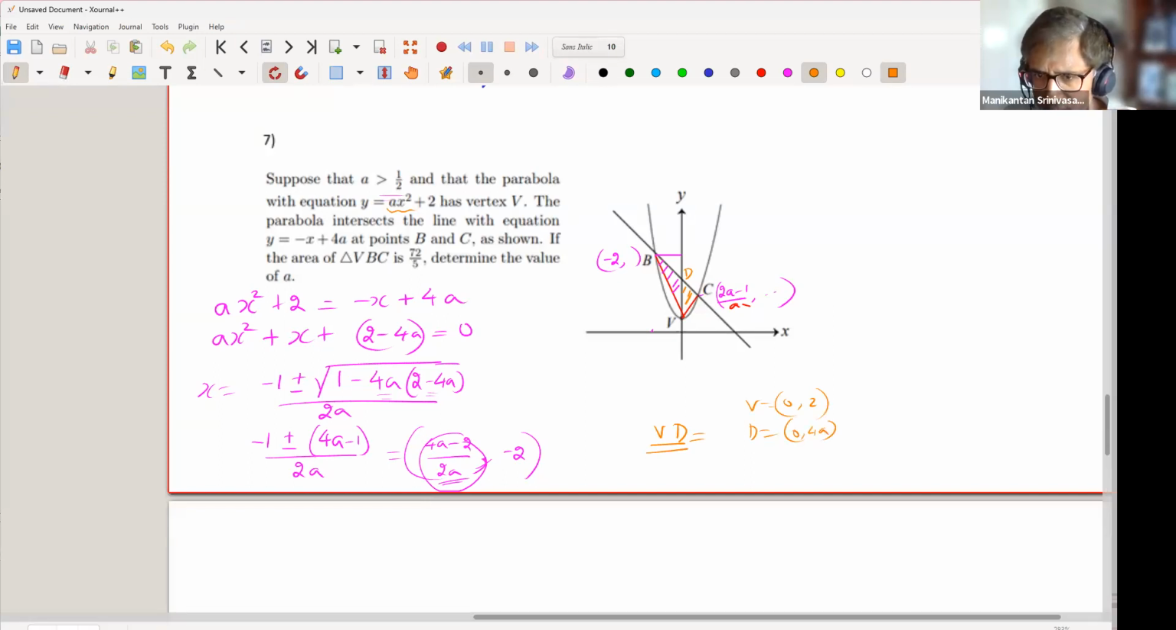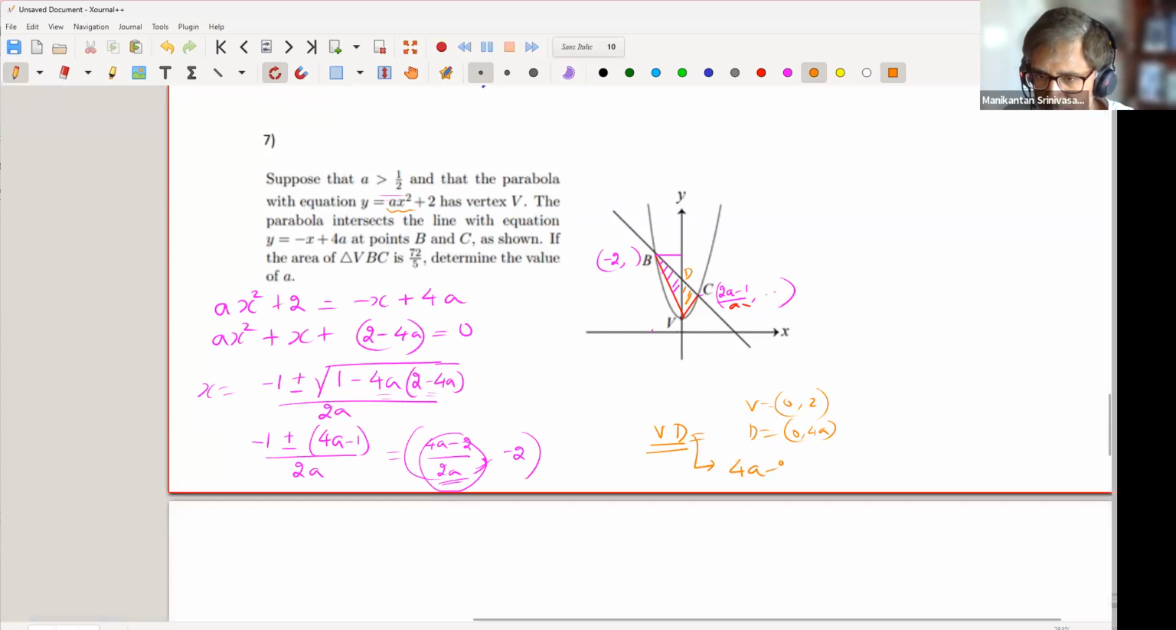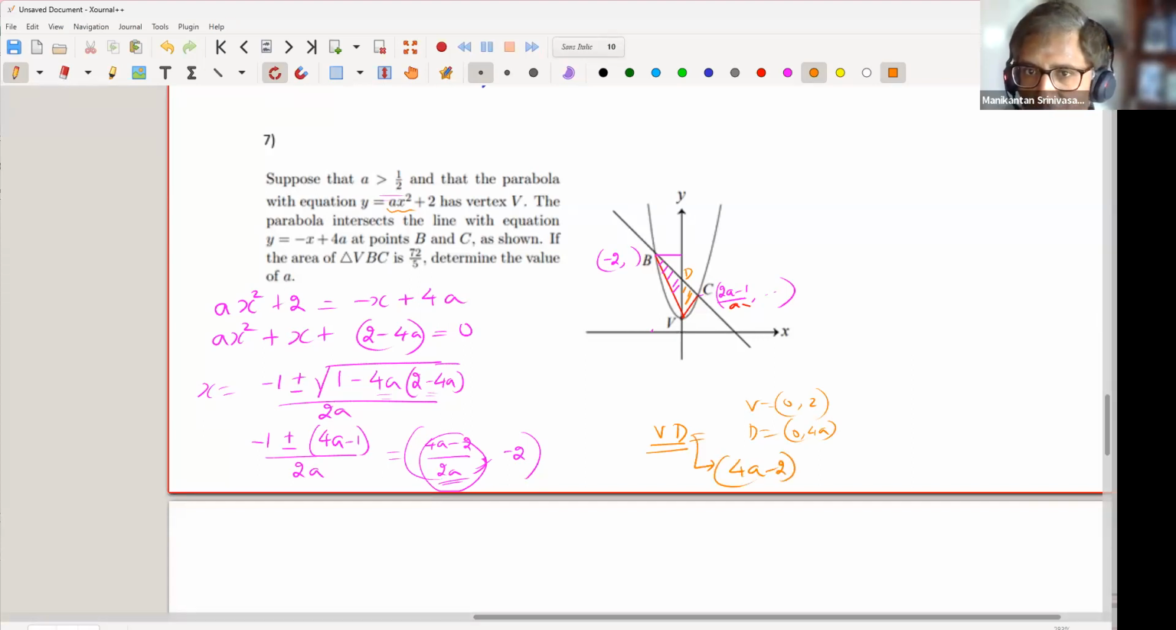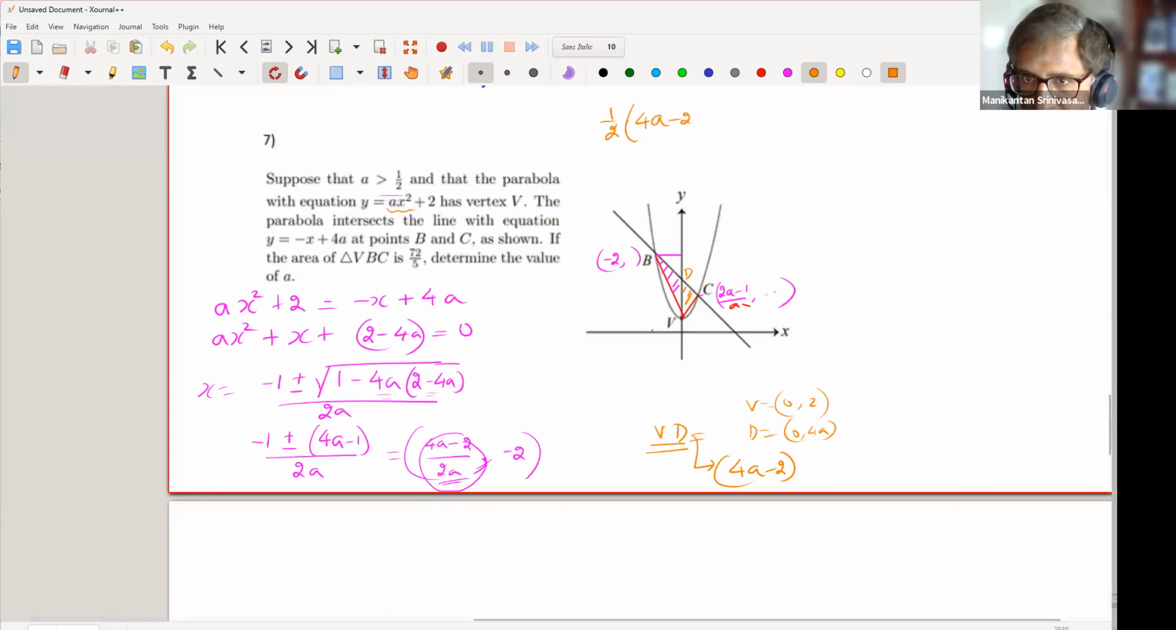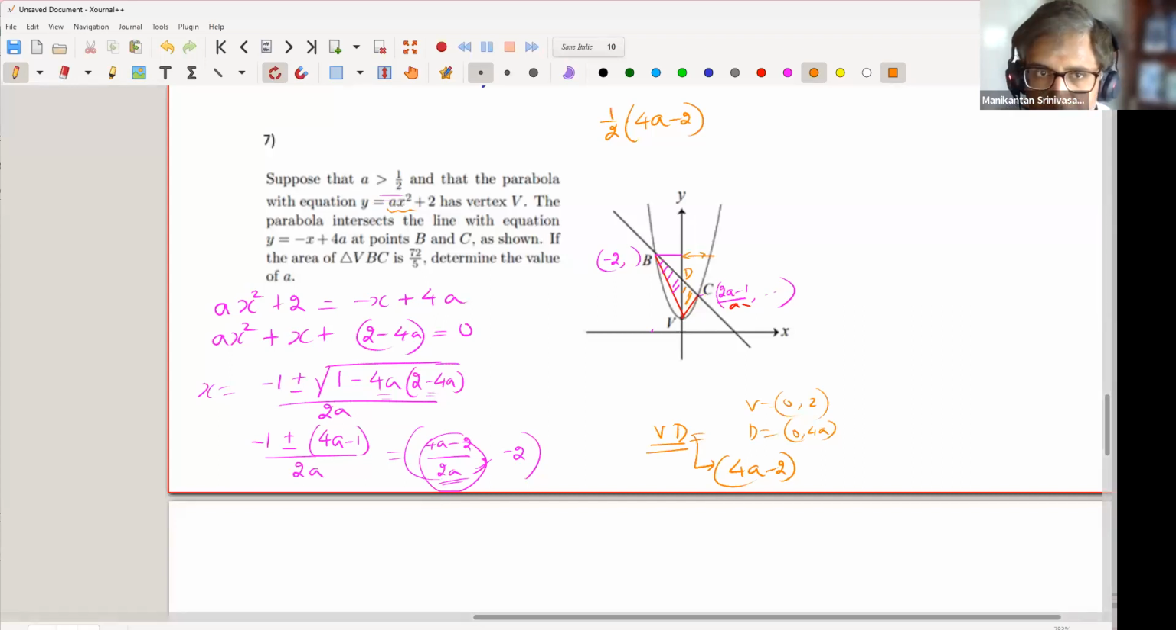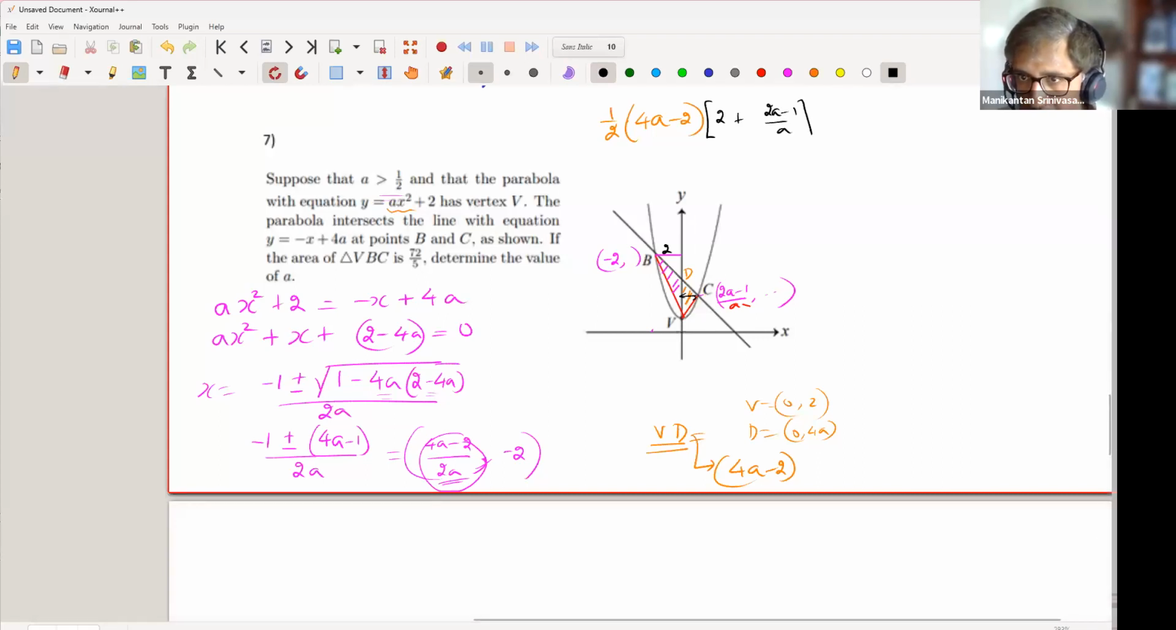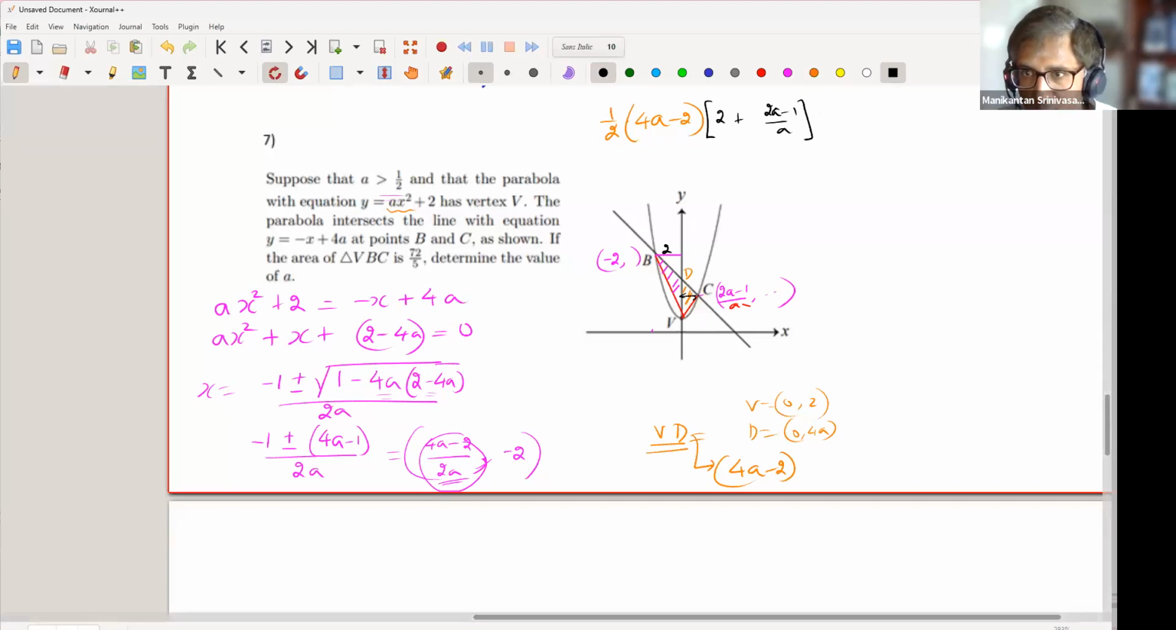Okay, so VD, that gap is 4a minus 2. The area of the two triangles, when you add up, I get half into the base, which is common, which is 4a minus 2. And effectively, I have to add up the two heights, this height and this height, right? Which is essentially the x coordinate in positive terms. The first one, x coordinate is minus 2, but effectively I'm looking at it as a height, which is 2. And the other one is 2a minus 1 by a. So this quantity is your 72 by 5.